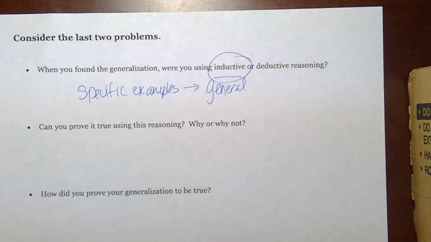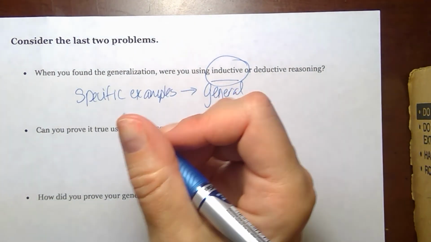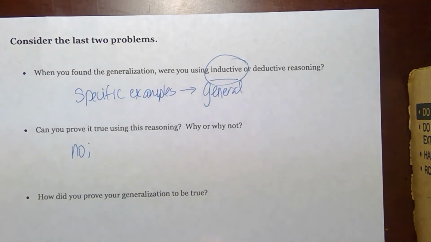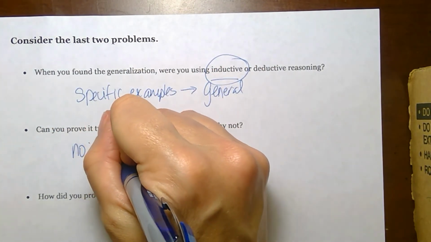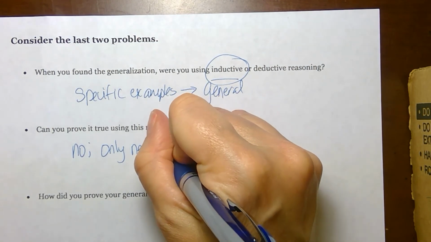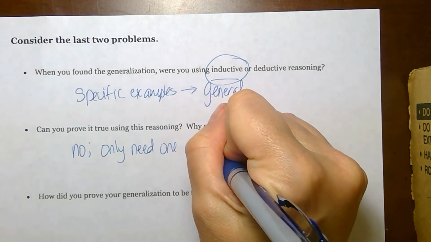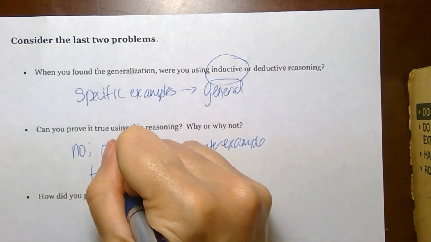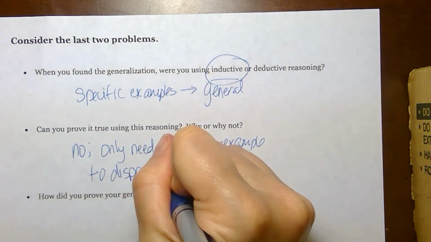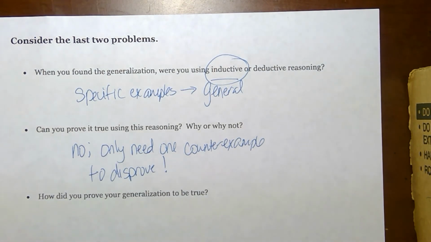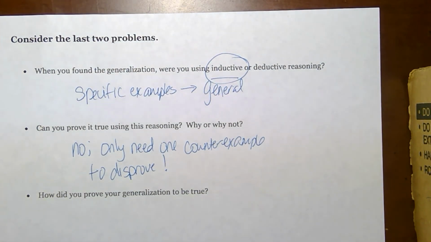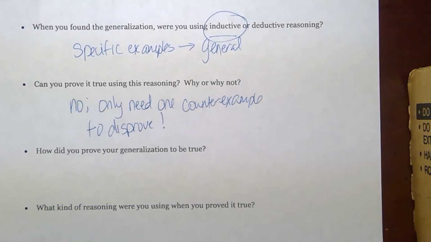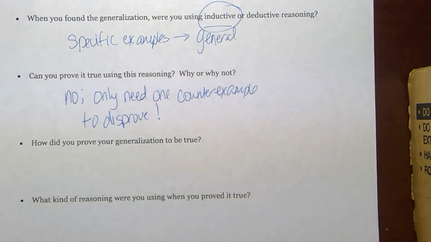Can I prove something using this reasoning? No, I can't. I cannot prove anything using inductive reasoning because I would only need one counterexample to disprove it, to show it's false. Can't check everything. Usually an infinite number of examples. Can't check them all, so I cannot prove something when I'm using inductive reasoning.